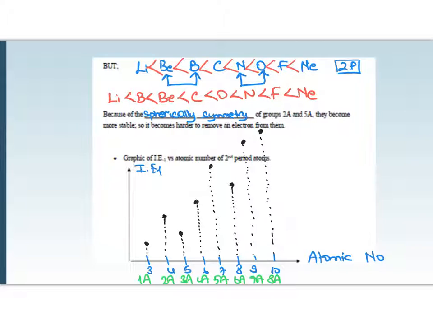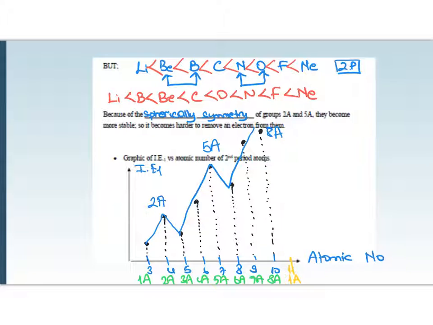So please just combine all these dots here. You're going to have a graphic with 3 peaks here. These 3 peaks represent the groups with the spherical symmetry: 2A, 5A, and 6A. If you would like to draw the ionization energy of the 1A group, but in the next period with the atomic number of 11, what would it look like?